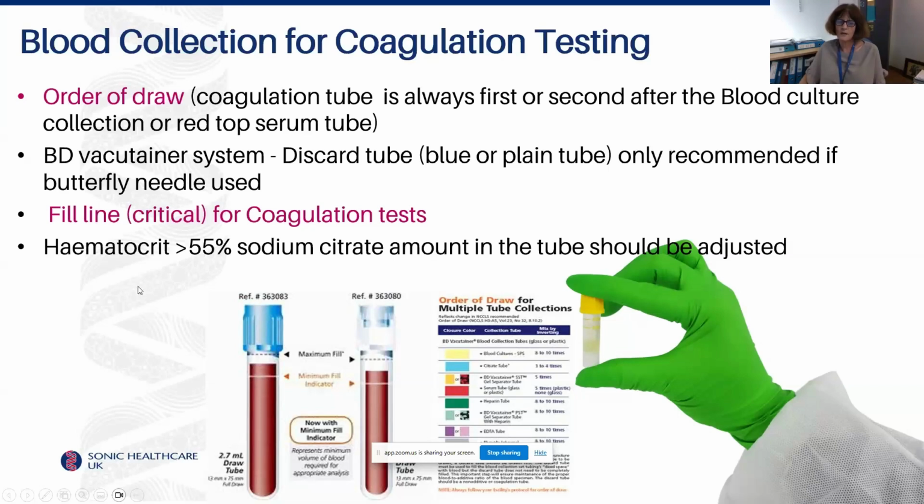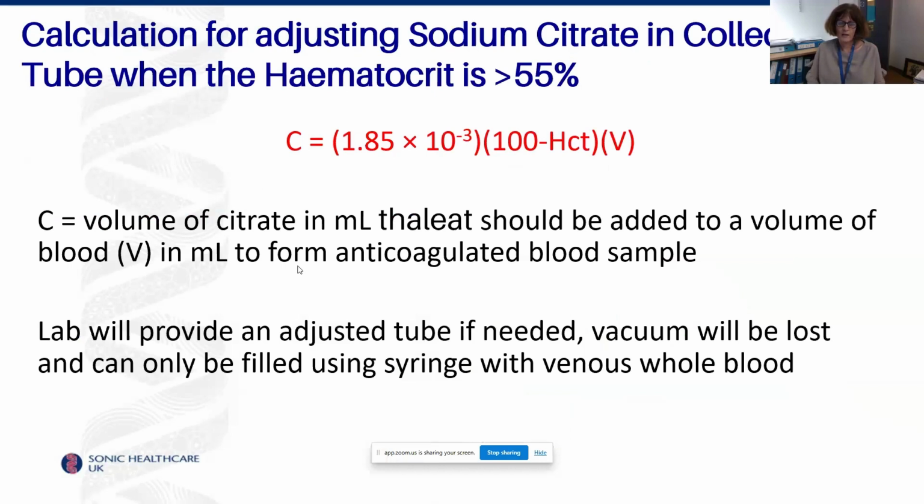We also sometimes have to take into account if the hematocrit is high, and we might need to adjust the sodium citrate in the tube. There is a special calculation for that, which I've put there. We have to aliquot out the citrate and then put back the right amount if the hematocrit is high, but then you've lost the vacuum in the tube as well.